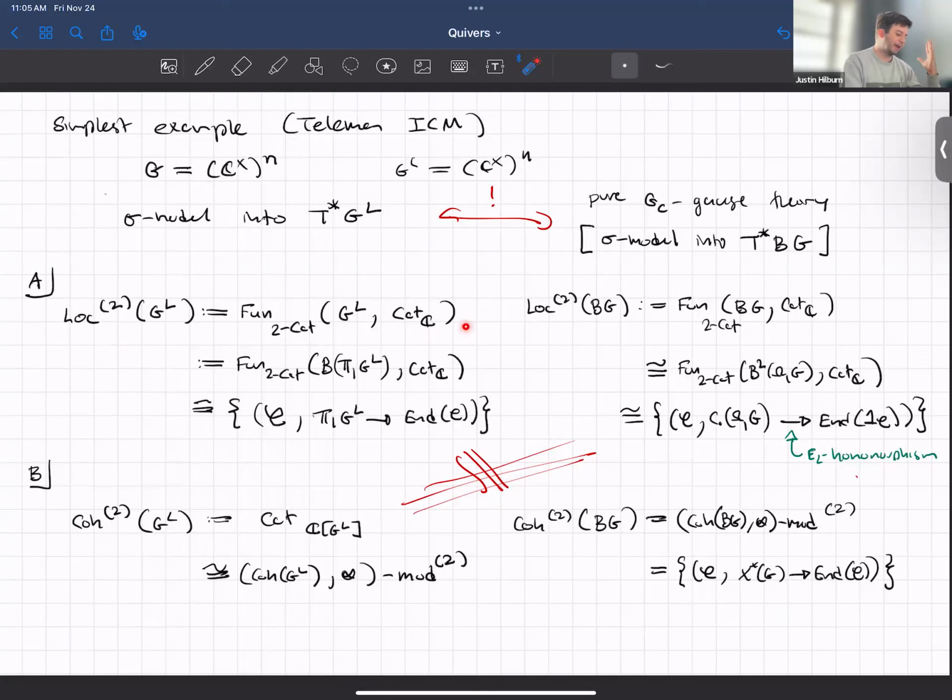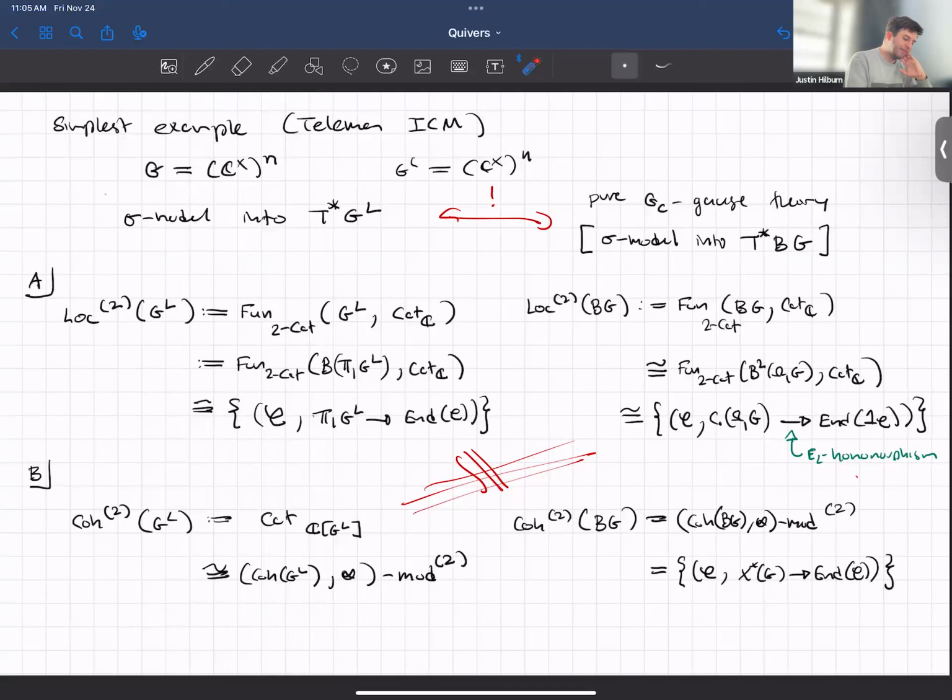But let me just very quickly do this again on the other side. So on the other side, you could also look at the 3D A model now of T star BG, and he would tell you the same thing. Well, this is a cotangent bundle, so I should look at local systems of categories on BG, and that will be the answer. Okay, so that's all pretty good. So that's what these A sides are.